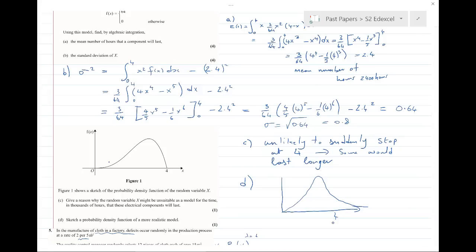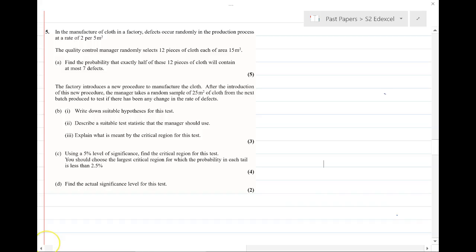Let's now go on to question 5. Okay, question 5. It may seem initially a bit confusing here because we've got a Poisson. Here's clearly the word rate. It talks about something occurring at a particular rate over a certain area. But then you start talking about 12 pieces and we're thinking binomial. Well, in fact, what we've got is a binomial on top of a Poisson.